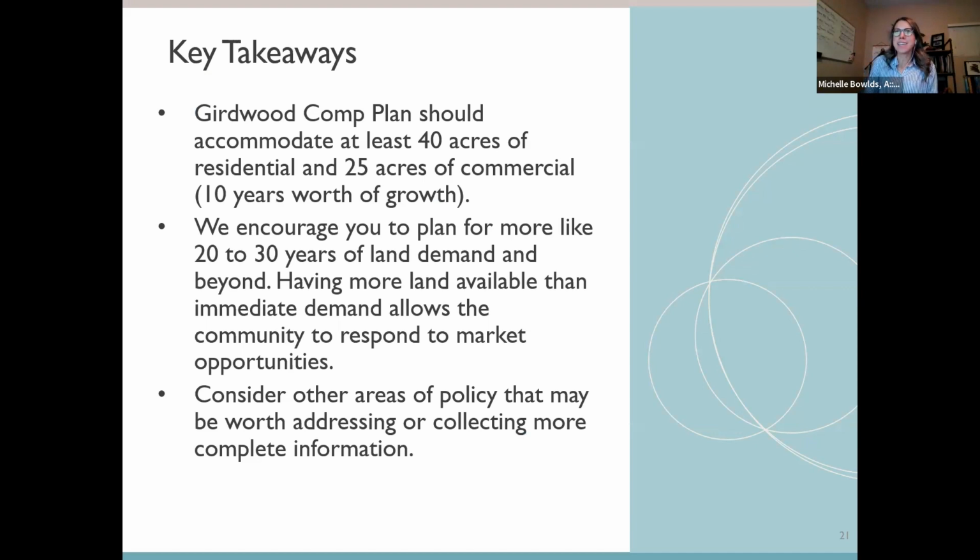Some of the key takeaways and next steps. The Girdwood Comp Plan should accommodate at least 40 acres of residential and 25 acres of commercial, which would be that 10-year forecast. But we also encourage you to think about maybe a longer term planning horizon, that 20 or 30-year land demand. And having more land available than what is immediately demanded allows you to be more flexible and responsive to market opportunities as they arrive. We also suggest considering other areas of policy that may be worth addressing or collecting more complete information around data gaps that currently exist in the community.